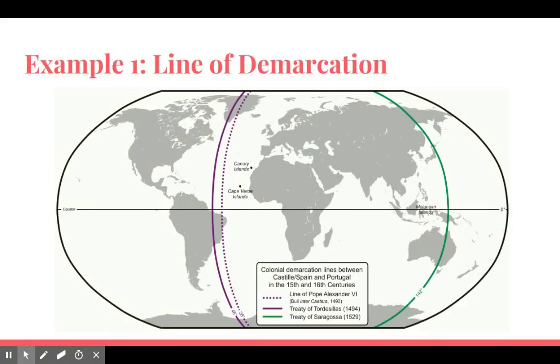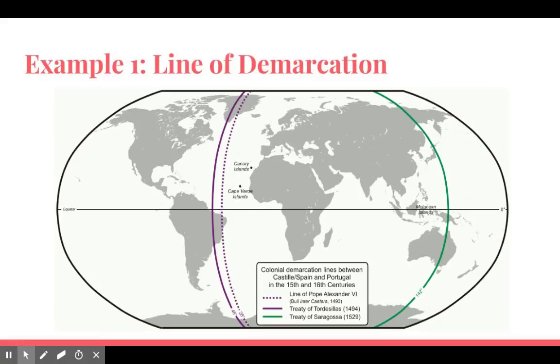It all starts with something called the line of demarcation. In 1494, the Pope draws a line down the Atlantic, this purple line, to separate Spanish and Portuguese exploration territory. This is known as the Treaty of Tordesillas. Spain gets the western area to explore, which is the New World, and Portugal gets the eastern area to explore, which is Brazil and Africa.